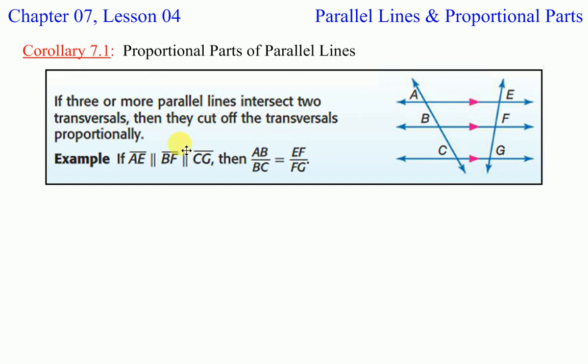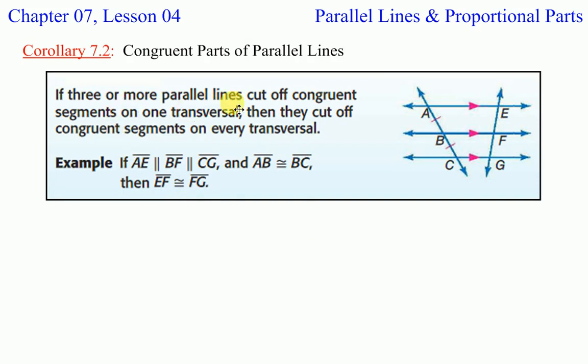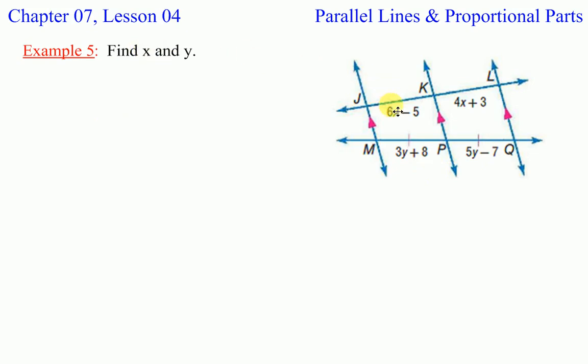Alright, proportional parts of parallel lines. If 3 or more parallel lines intersect 2 transversals, okay, so there are 3 parallel lines and then 2 transversals, they cut off the transversals proportionally. Okay, so AB to BC is the same proportion as EF to FG. If 3 or more lines cut off congruent segments of one transversal, then they cut off congruent segments on every transversal. So if these two segments here are congruent, that means that these two segments are also congruent.